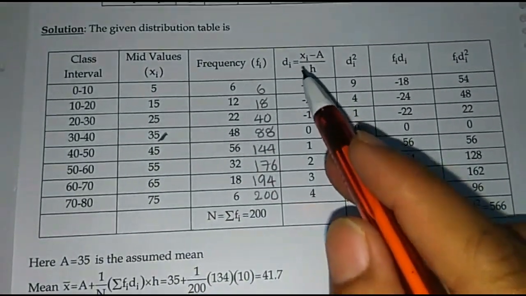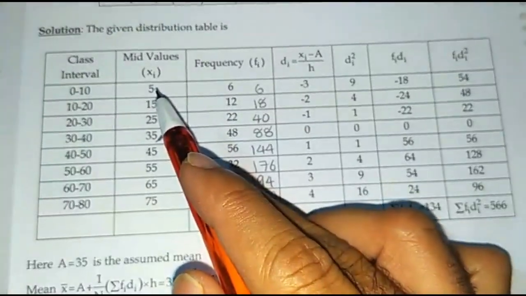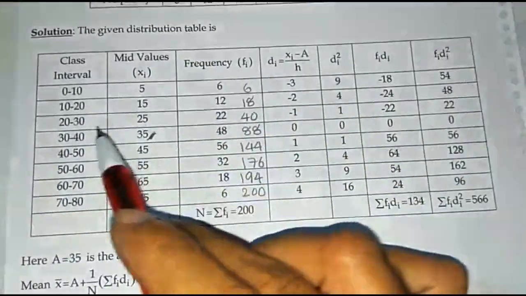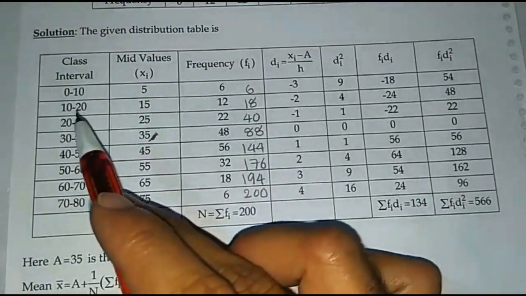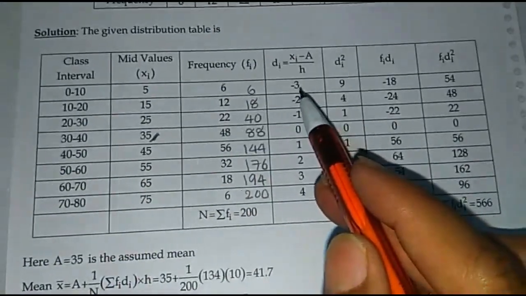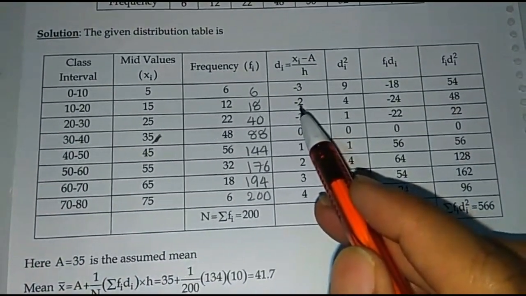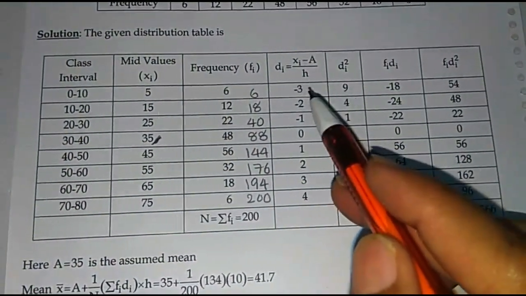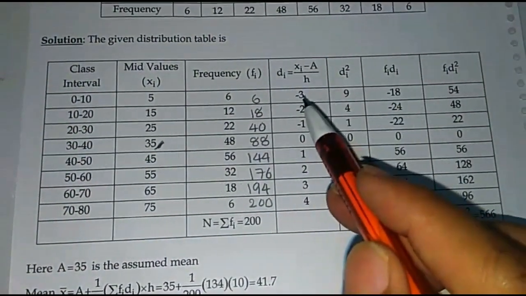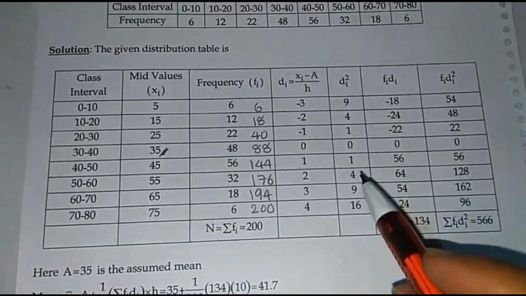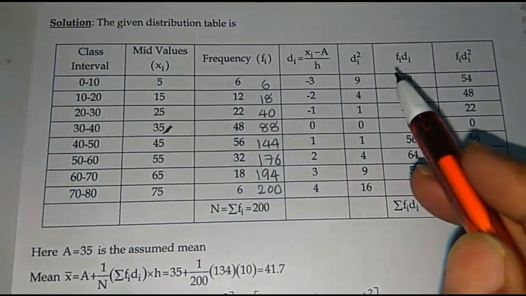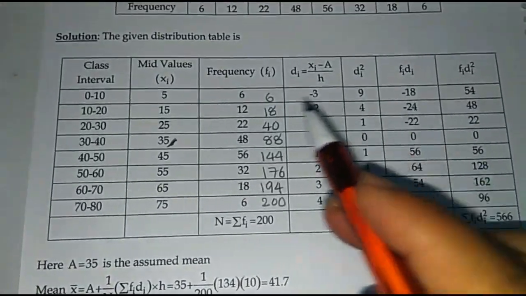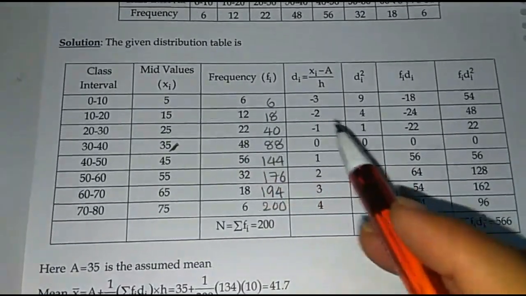Now di equals xi, that is 5, minus assumed mean 35, divided by h, the width of the interval, that is 10. By evaluating that we get minus 3, for this minus 2, minus 1 and so on up to 4. Now evaluating the squares of deviations, di squares: 9, 4, 1, 0, 1, 4, 9, 16. Fi di, the product of these two terms, Fi into di, that equals 6 into minus 3, 12 into minus 2, and so on.